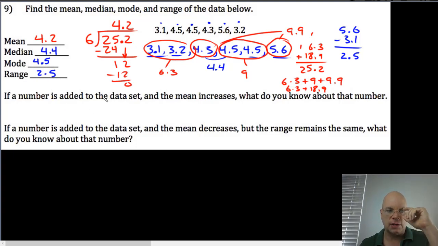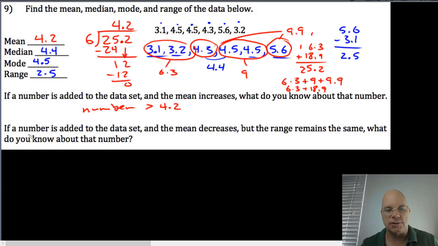The question below that says, if a number is added to the data set and the mean increases, what do you know about that number? Well, for the mean to increase above 4.2, you would have to add a number that is greater than 4.2. If the number that you added to the data set was exactly 4.2, then the mean would stay exactly 4.2. If the number you added was lower or less than 4.2, it would bring the average down. If the number is above 4.2, it brings the average up a little bit, or maybe a lot, depending on how big the number is.